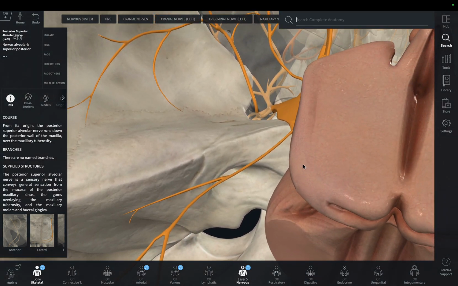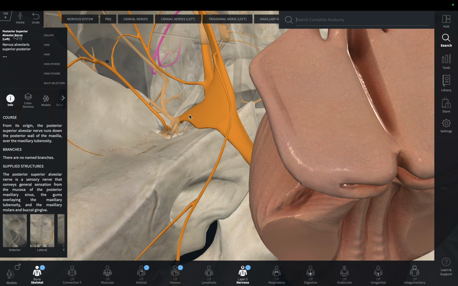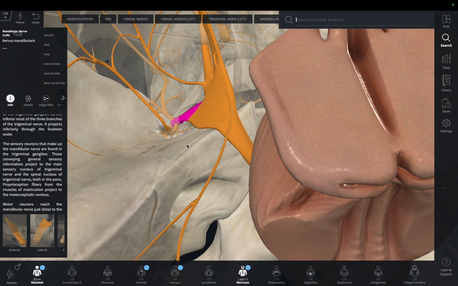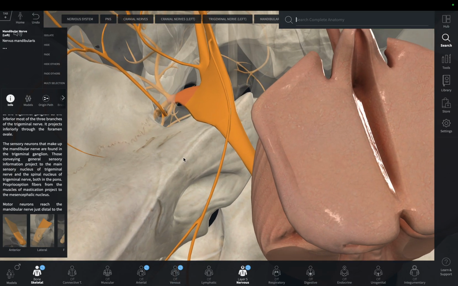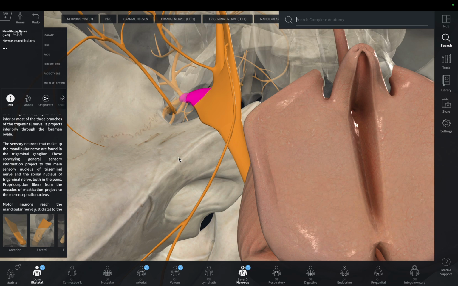Finally, we will go through the mandibular division. The mandibular division exits the skull through the foramen ovale, here, along with the lesser petrosal nerve from the glossopharyngeal nerve, which is important when speaking about the innervation to the parotid gland, which we'll speak about later.